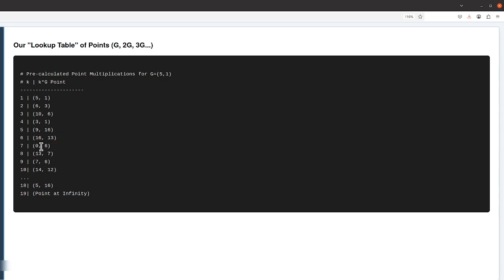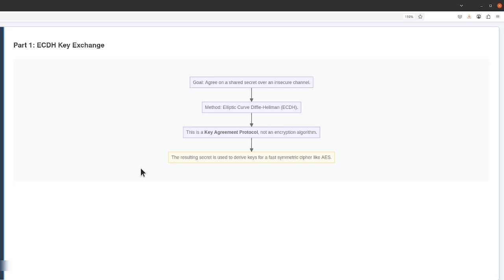In the real world, there's no lookup table. These calculations are performed on the fly with astronomically large numbers. But for our learning purposes, this table will let us focus on the protocol logic instead of the point addition arithmetic. ECDH key exchange. First, let's explore the elliptic curve Diffie-Hellman protocol, or ECDH.